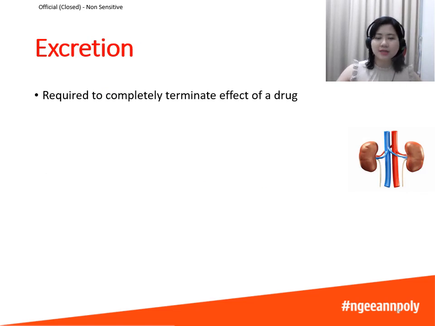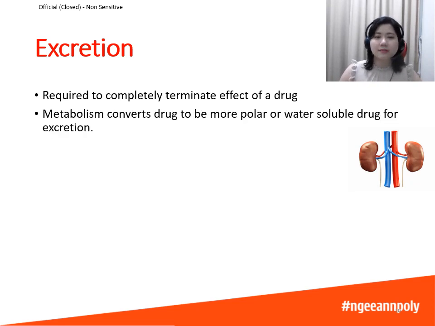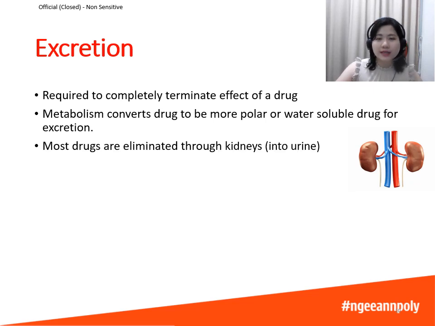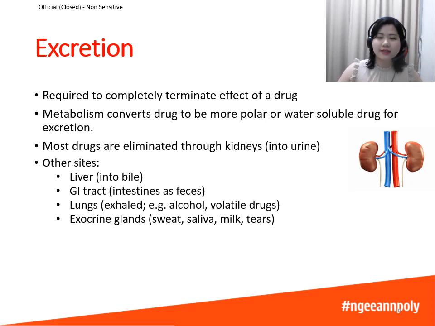Finally, the drug must be excreted in order to completely get rid of the drug from the body. Earlier on, we saw that metabolism usually converts the drug to be more polar or water-soluble so that it can be easily excreted. Most drugs are excreted through the kidneys into urine. Other means of excretion are through the liver as bile, from the intestines as feces, exhaled through the lungs, and excreted through body fluids such as sweat, saliva, breast milk, and tears.